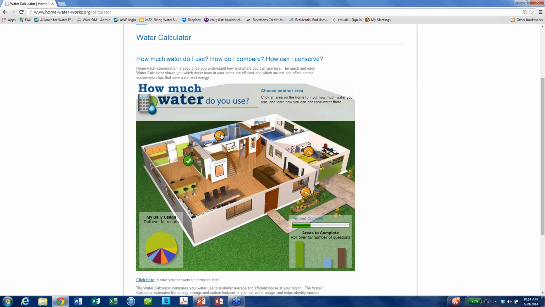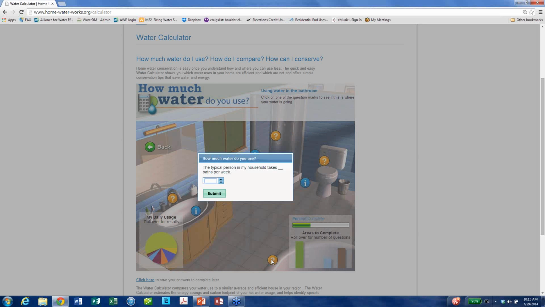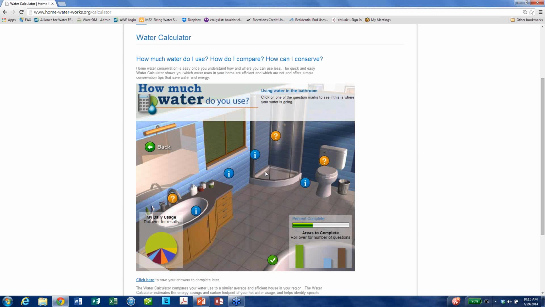We're going to move on to the bathroom. In the bathroom, there are 4 different fixtures that I need to answer questions about. Let's start with the bathtub. The typical person in my house takes blank baths per week. There's only one person in my house that takes baths, and he doesn't take that many baths per week. So I am going to just put 1. That would be, I think, the correct answer for that one.